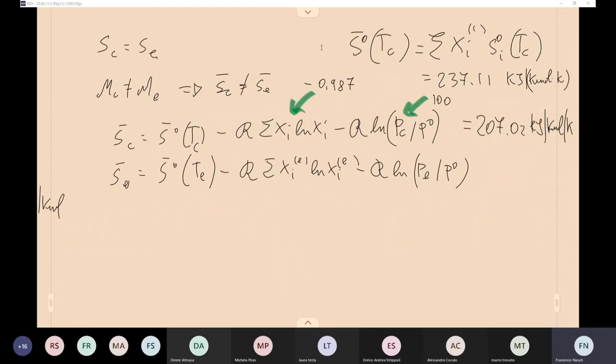So what we have to do now is to exploit this equality to calculate this Pe. As we know the composition and the temperature Te, which is 1400, we know this value. So the only unknown is Pe. So this is, you can check it, 206.40. This other term is minus 0.619.